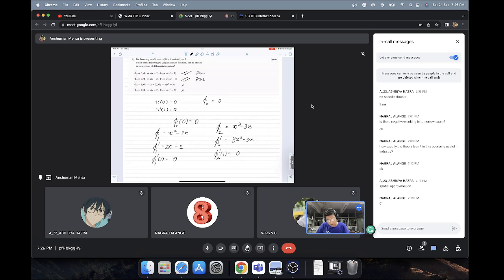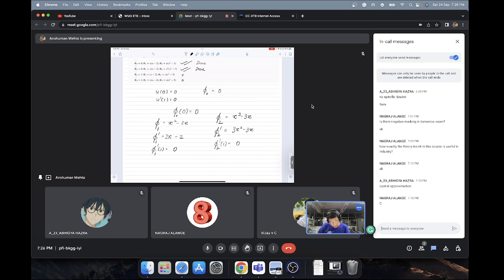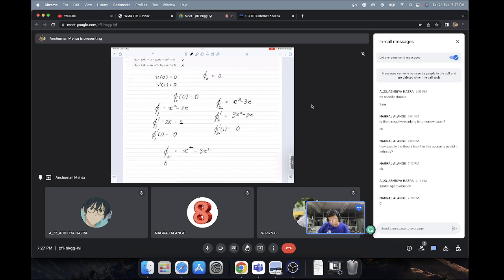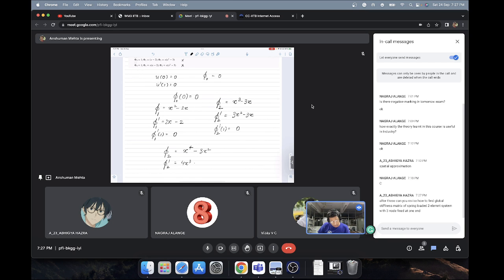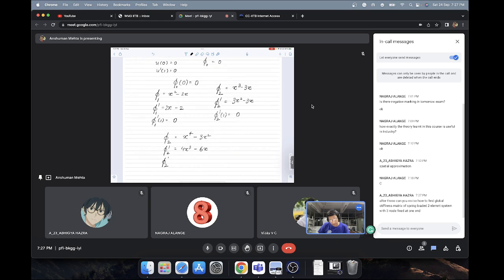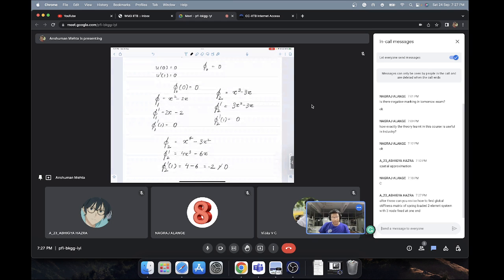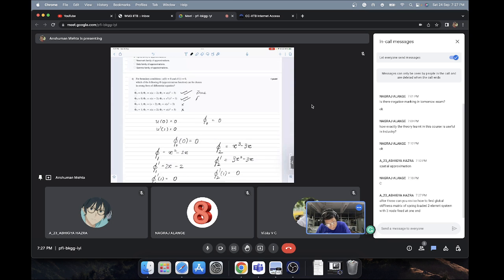But if we take the other one, like phi 2 is equal to x power 4 minus 3x square. Now if you are finding the derivative, then it is 4x cube minus 6x, and if we put the value 1, then it is 4 minus 6, which is minus 2. This is false then.